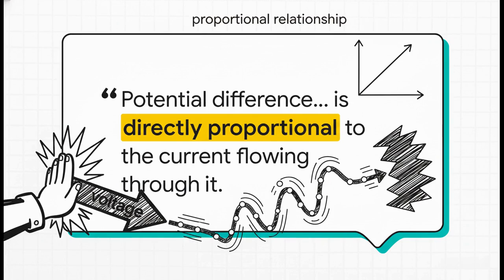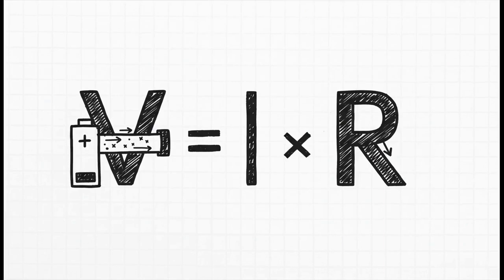He figured out that if you increase the push, the voltage, you get more flow, more current, and it's all perfectly proportional. And here it is, Ohm's law. Voltage equals current times resistance. You'll usually see it as V equals I times R. This wonderfully simple formula is the absolute foundation of all circuit analysis. If you know any two of these values, you can always figure out the third. It's the elegant, predictable rule that makes all of this work.